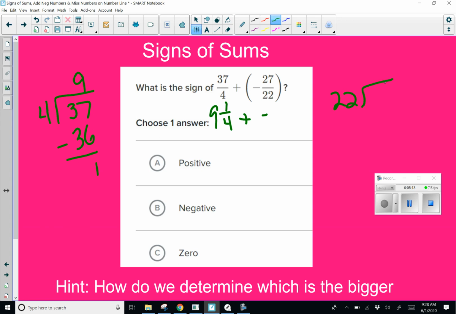22 goes into 27 one time with a remainder of 5. So that's going to leave me with a negative 1 and 5 over 22. So now this is a little bit easier. Think about it. If I were to put 9 1/4 positives on one side and 1 and 5/22 negatives on the other, clearly your positives are going to outweigh your negatives, which means that if I were to add these two together, I would end up with a positive answer.